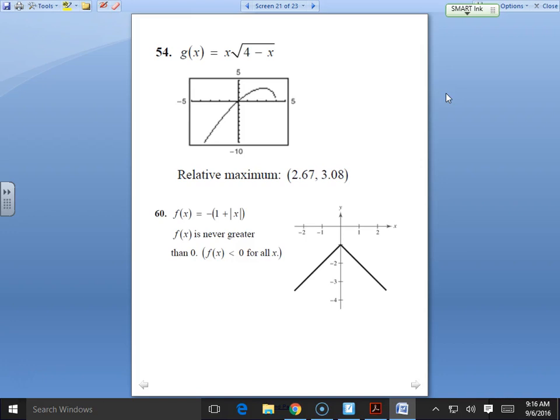Number 60, how do you find the absolute value in your grapher? Math, and then over 1, right? And abs. Just remember, it's in your graphing calculator handbook. If you need it, go look at it.